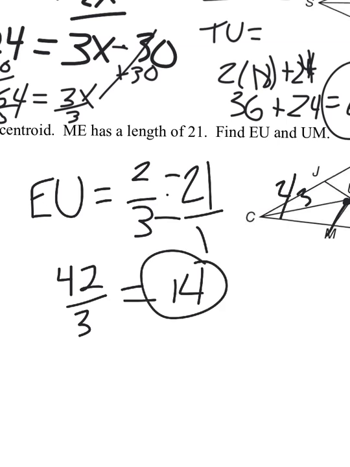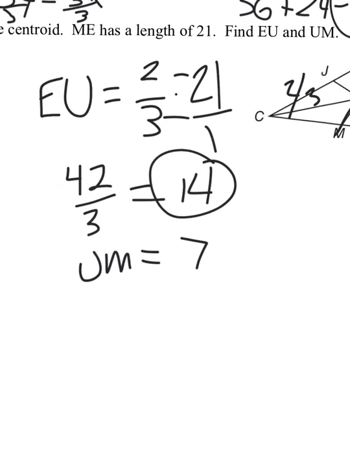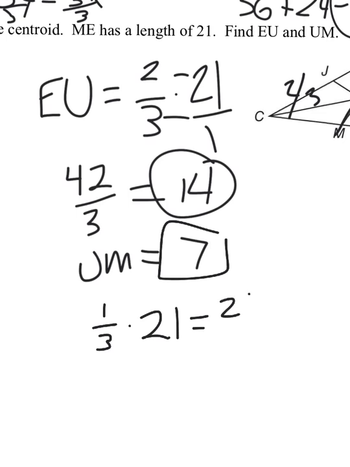So EU is 14. And then UM, there's two ways you can find that. Remember in the problems, that should be twice as small as the other one, so it should just be 7. Using the method we did for EU, you can also find it by saying 1/3 times 21, because that's the smaller piece, is 21 over 3, which is 7. So either way, that works.